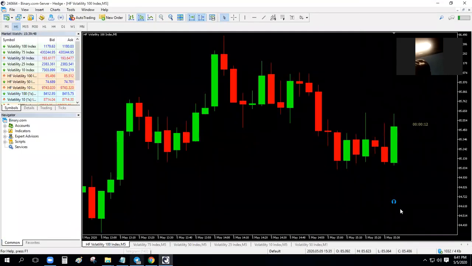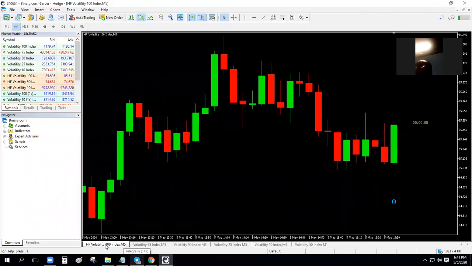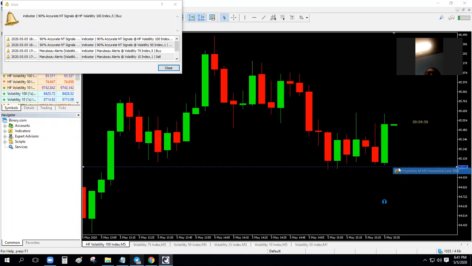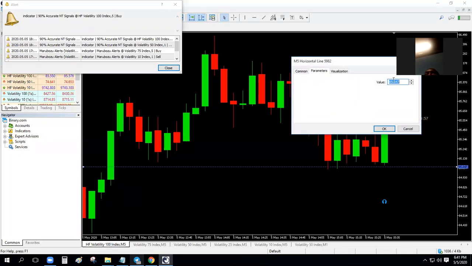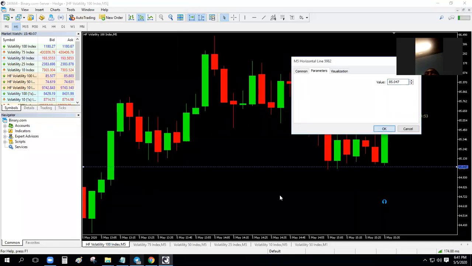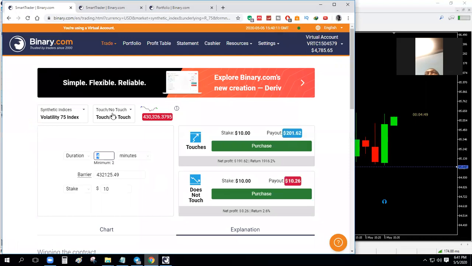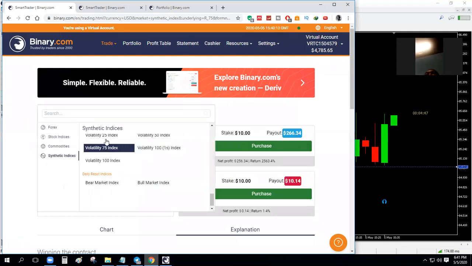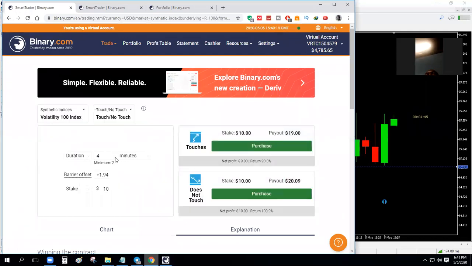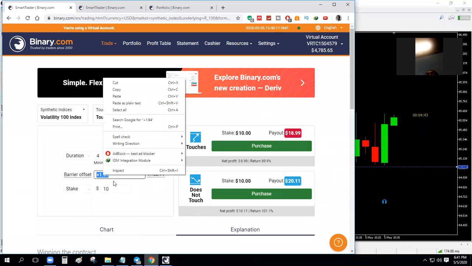Okay. So let's see maybe whether we can have a valid trade setting up here. If not, we can move. Oh, you see there's a signal here already on volatility 100 using my indicator. This is a live trade. So let's put my line below here, below the wick. That's a signal. It's a live signal from my indicator. So volatility 100, I want to place a trade for 4 minutes or 5 minutes, roughly. The price, I paste it here.